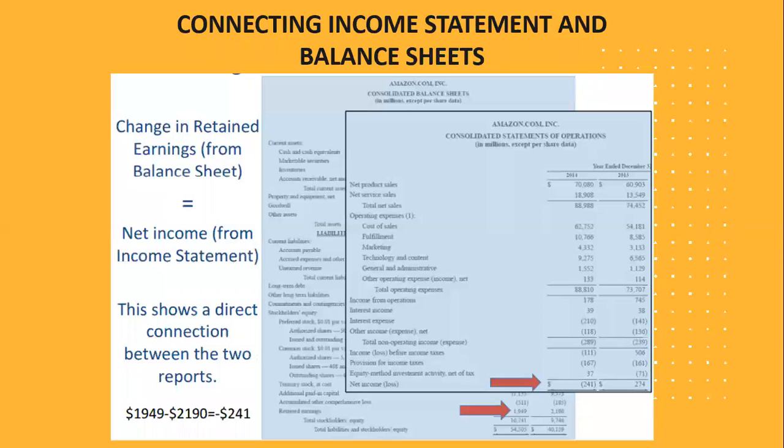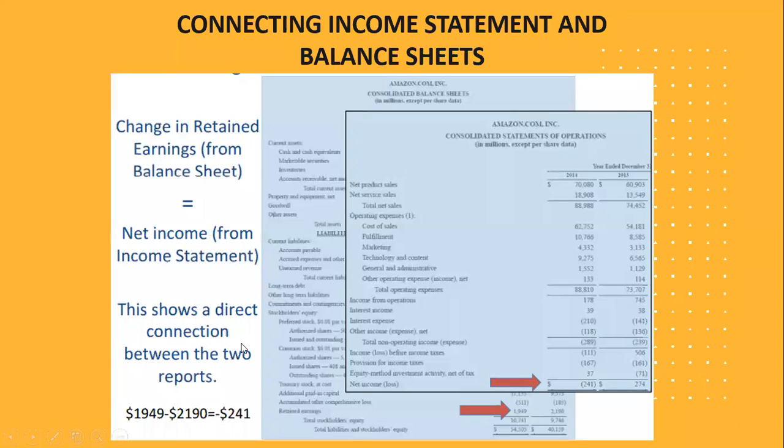And so here, again, you can see, for example, an Amazon.com income statement and balance sheet, and you can see that the amount of net income or loss is actually shown in the retained earnings, right? And so basically, again, that is how everything is balancing each other out.